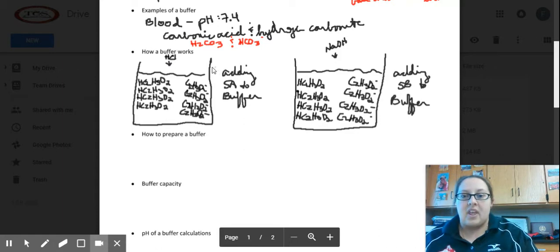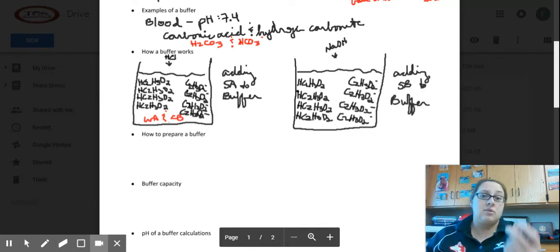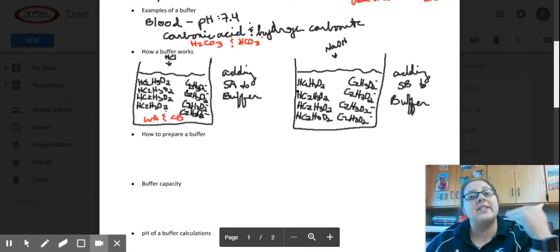The first container has a buffer present. How do I know that I have a buffer present? Well, I have HC2H3O2, so all of this section here is the weak acid. On the other side, I have C2H3O2 minus, which is the conjugate base. Because I have a weak acid and a conjugate base present, I have a buffer here. A buffer's job is to resist the change in pH, so let's figure out how it does that.